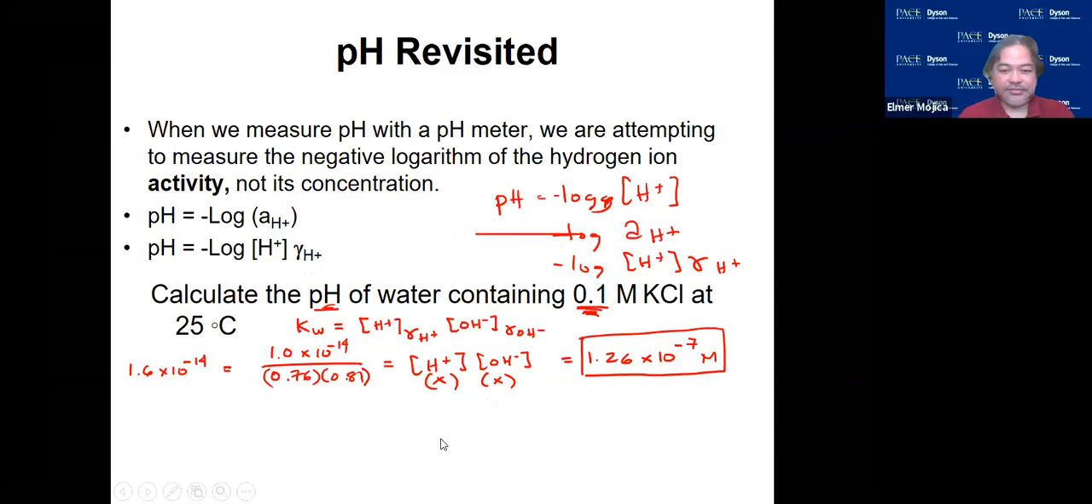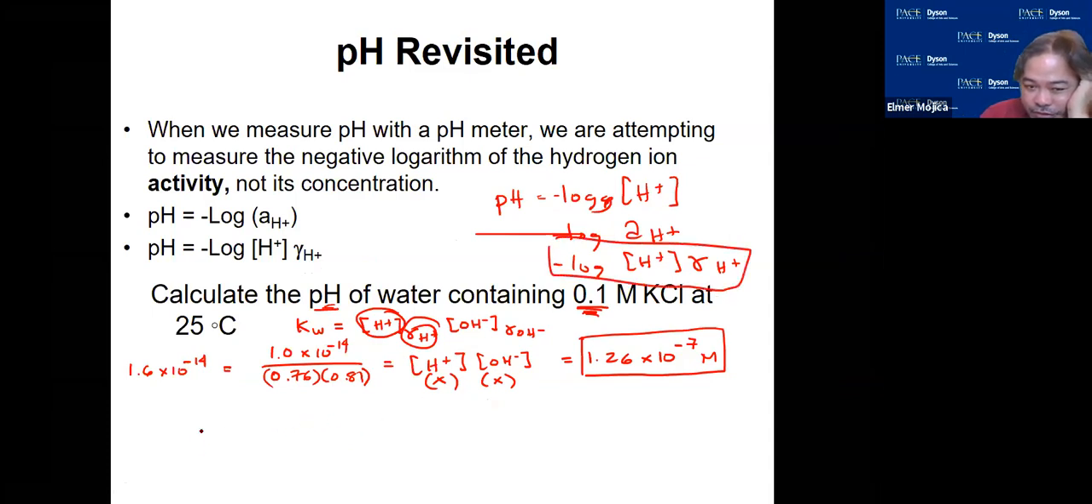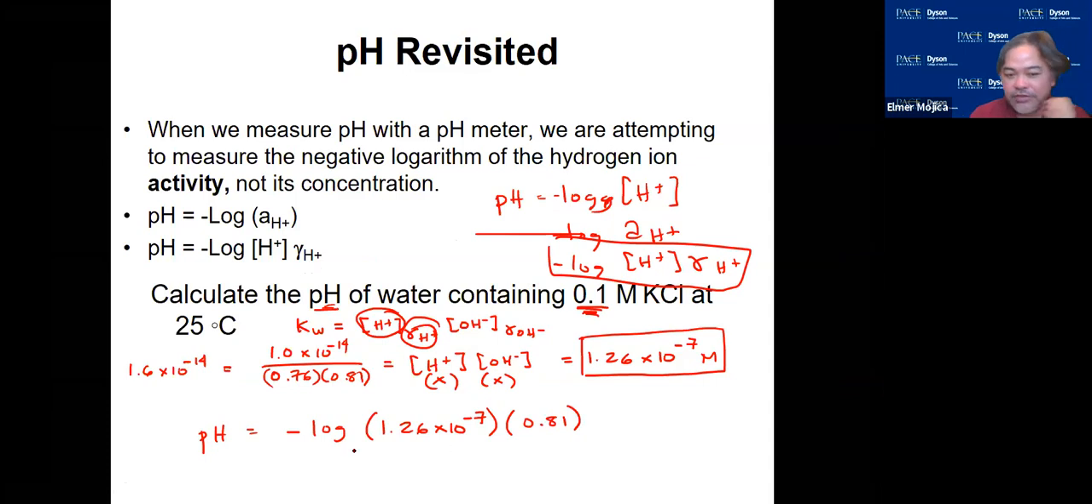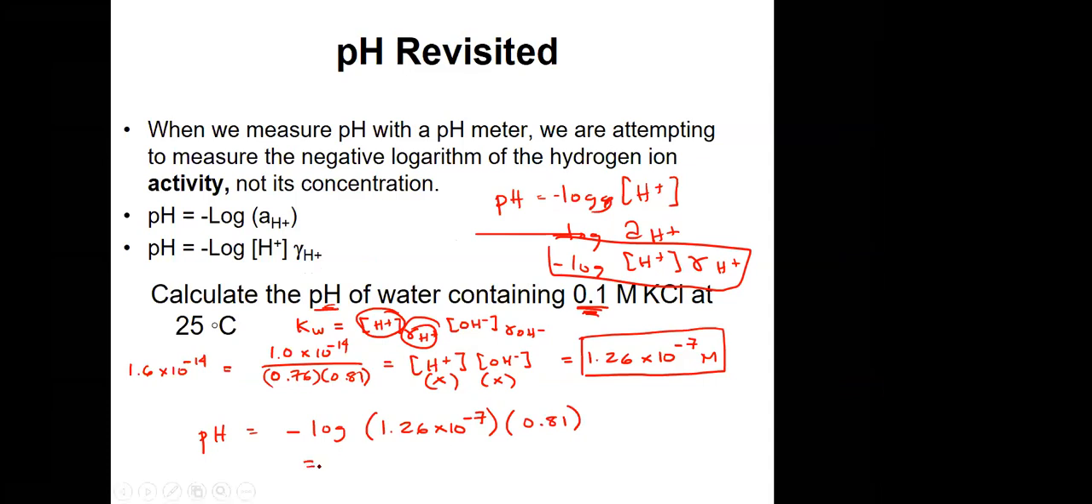No, we can look at it. Okay, because remember, this is just what? This is just the H plus. We don't have this one. Now the one that we need is this whole thing. So to get the pH, we have to get it in terms of negative log of 1.26 times 10 to the negative 7 times 0.81. Oh, I see. So the 0.81 doesn't go in the log function. It's multiplied afterwards. I see.